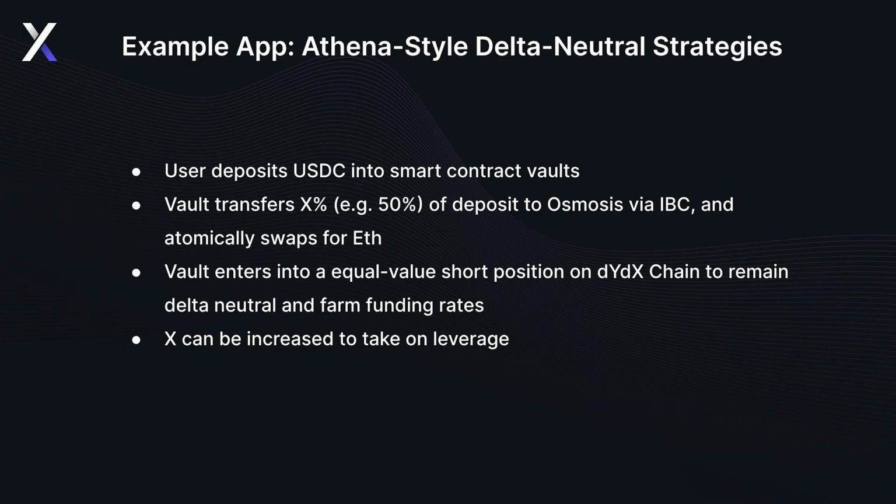And the other example that has actually generated quite some interest recently is to build some Athena-style delta neutral strategies, right? So the gist of it, there's a lot of ways to implement this, but one example journey is the user can deposit USDC, which is currently the only collateral supported on dYdX chain, into this smart contract vault. The vault then transfers some percentage of this deposit to Osmosis, for example, via IBC, and then atomically swaps for ETH, right? So it has a long position in ETH. At the same time, the vault enters into an equal value short position on dYdX chain to remain delta neutral, and then at the same time farms funding rates. This X percentage can be increased or decreased to tune your leverage vector.